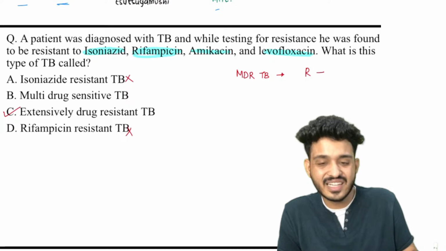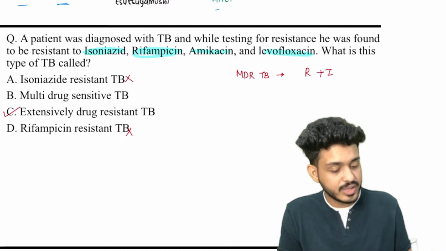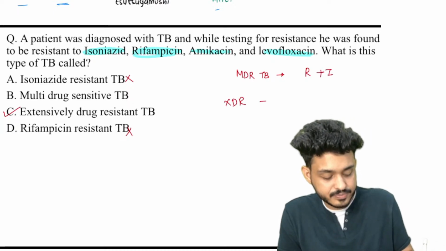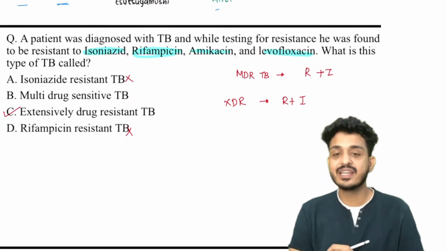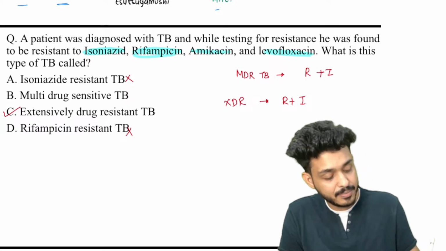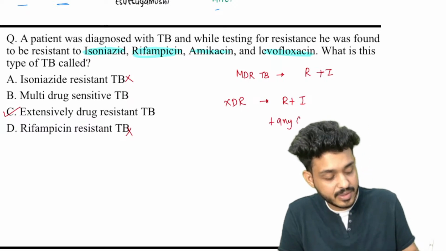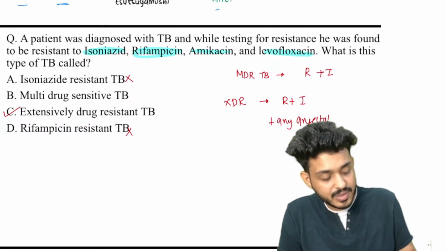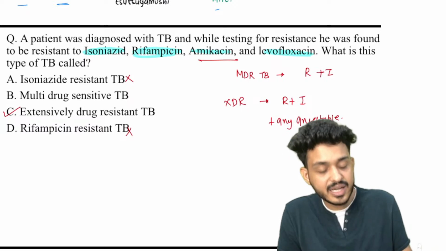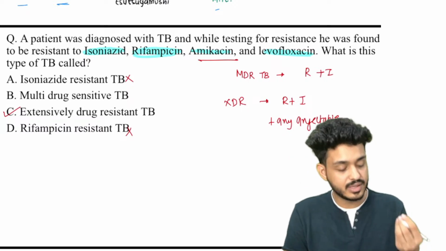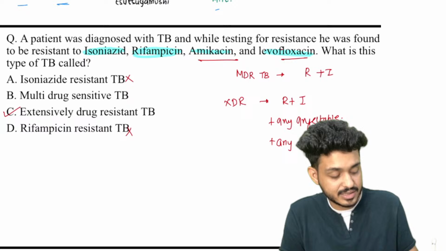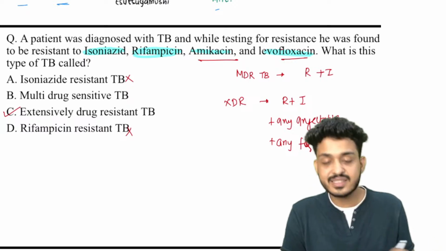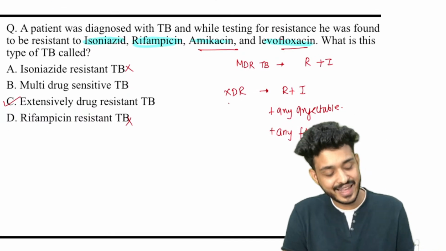It will be resistant to rifampicin and isoniazid. Okay, XDR will be what? XDR will be resistant to rifampicin, resistant to isoniazid, plus any injectable. Here we are having amikacin, which is an aminoglycoside, and any fluoroquinolone, that is your levofloxacin. So it is resistant to these four things, that is known as XDR-TB.